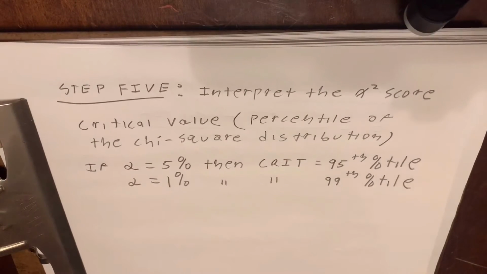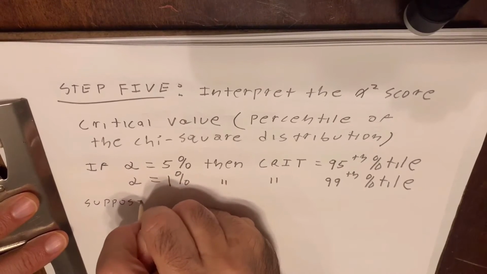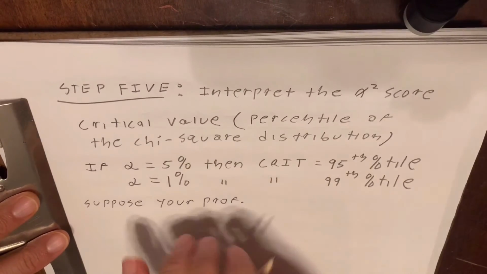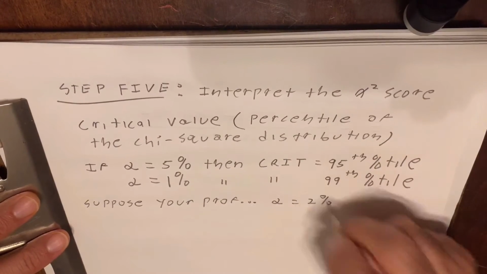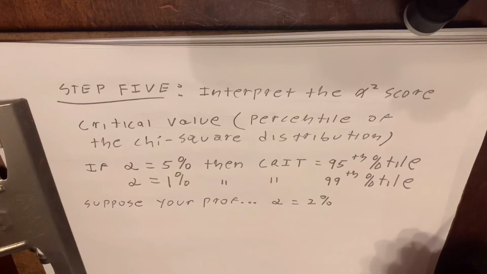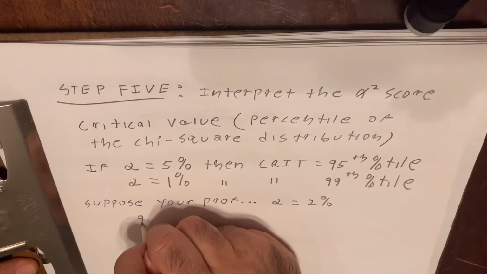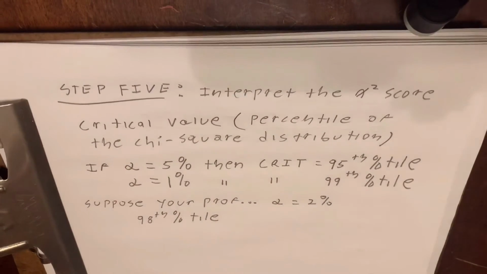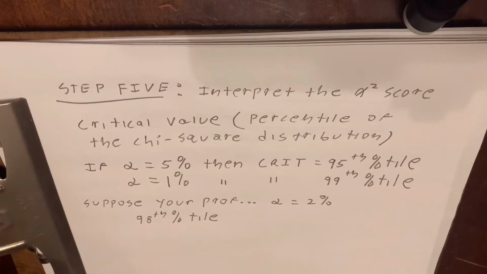And if your professor asked you to do this at, let's say, alpha equals 2%, the 2% significance level, can you figure out what the critical value that you would use would be? Well, if you said the 98th percentile, you'd be right. So this is all there is to the critical value. It's really not the hardest thing in the world.